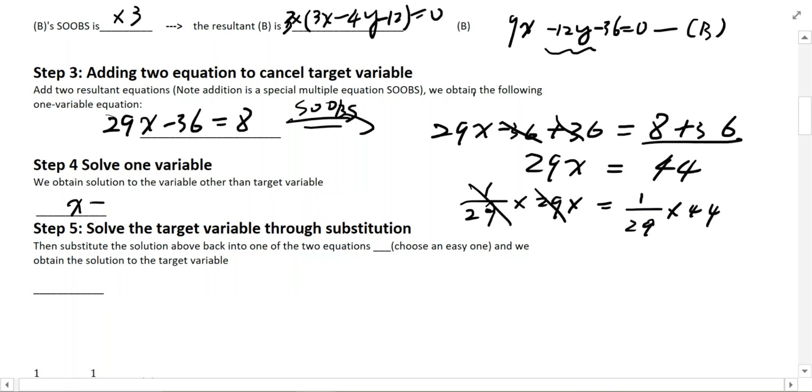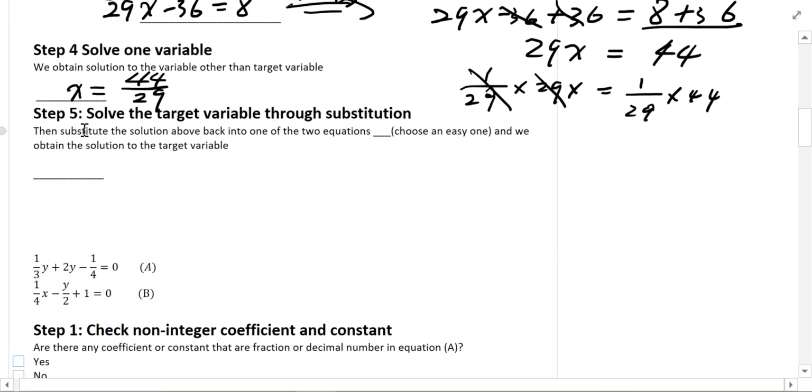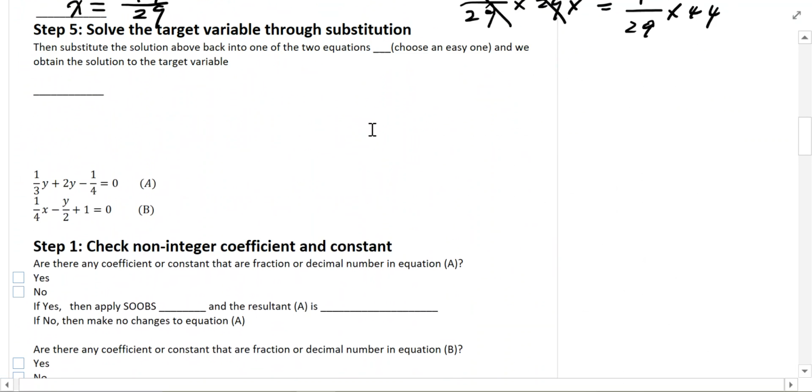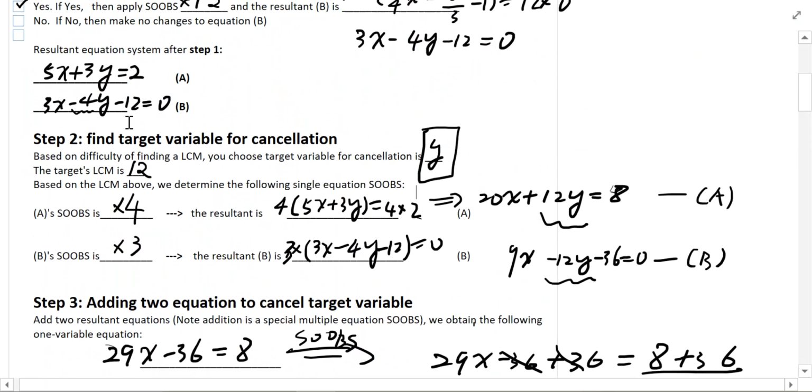So remember we targeted y here. Look, we targeted y, right? This is our target variable. Now we want to solve the target variable through substitution. So we basically substitute x equal 44 over 29 into any of the equations above. Any one of them. You can pick this one, A, or you can pick B. Either one of them. You just pick the one which is easier for you to solve.